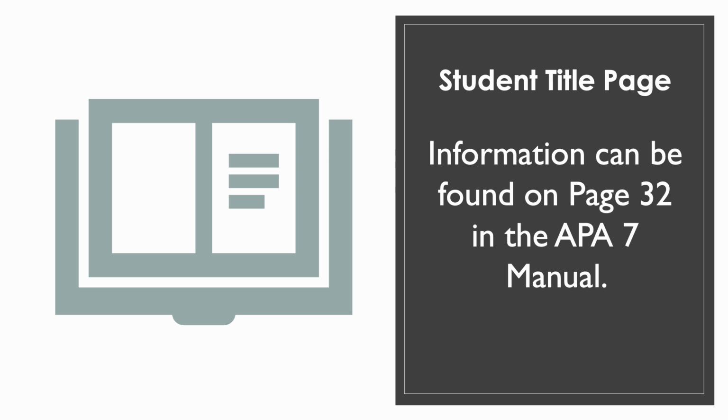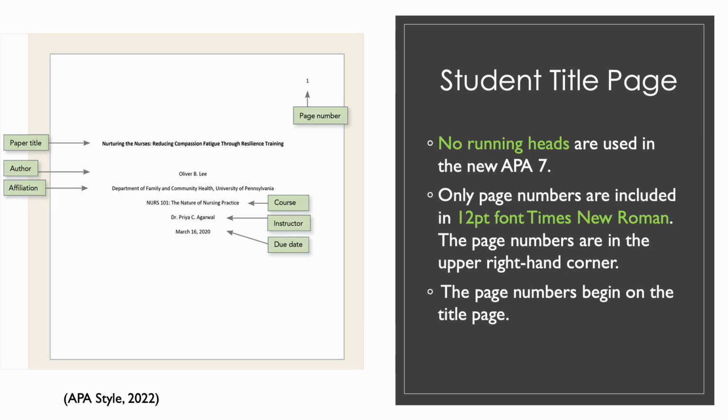There is a visual example of the student submission title page found on page 32 in the APA 7th edition manual. As you can see here to the left of your screen, there is an example of a student title page. This is a visual representation of what is included and where it is included on the student title page.